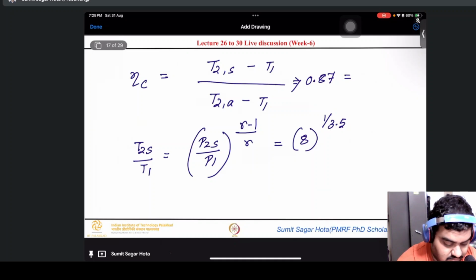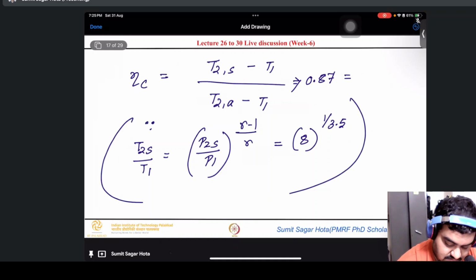But now we have to multiply actually the T1, then only we can find out T2s. So now we can take common T1, and you can substitute there in this equation. We'll write down on the next page.